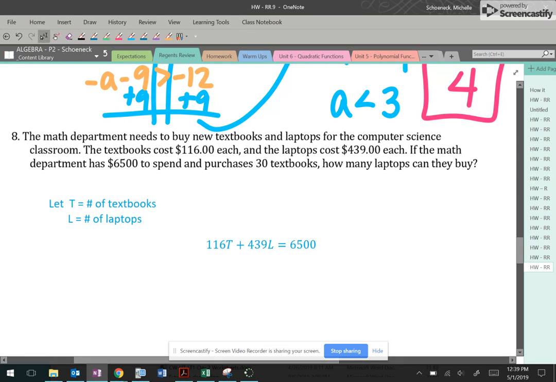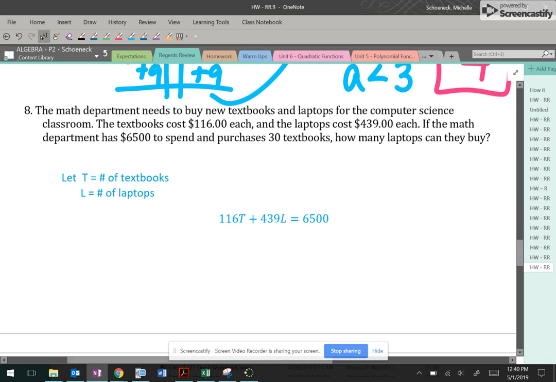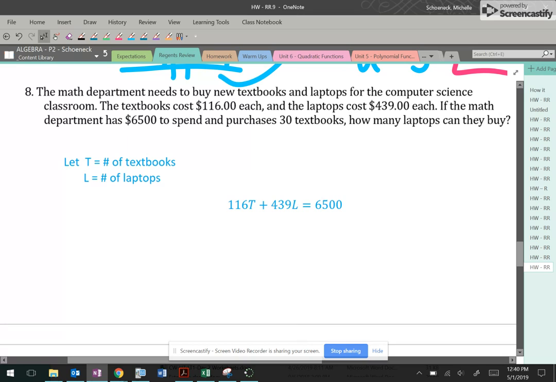Number 8, the math department needs to buy new textbooks and laptops for the computer science classroom. The textbooks cost $116 each, and the laptops cost $439 each. If the math department has $6,500 to spend and purchases 30 textbooks, how many laptops can they buy? Well, I'm going to write a let statement. Let T equal the number of textbooks and L equal the number of laptops. We're going to do 116 times T, or the number of textbooks, plus 439 times L, the number of laptops, equals 6,500. But they tell us how many textbooks there are.